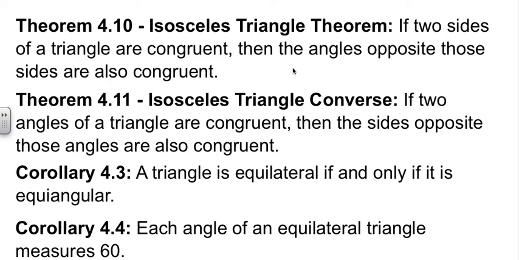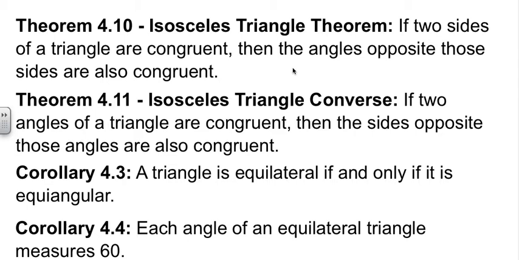Now there's a nice idea here, specifically referring to isosceles triangles. You can call it the isosceles triangle theorem: if you have two sides of a triangle that are congruent to each other, then the angles across from those sides are also congruent. Another way to say this is the base angles are congruent to each other.